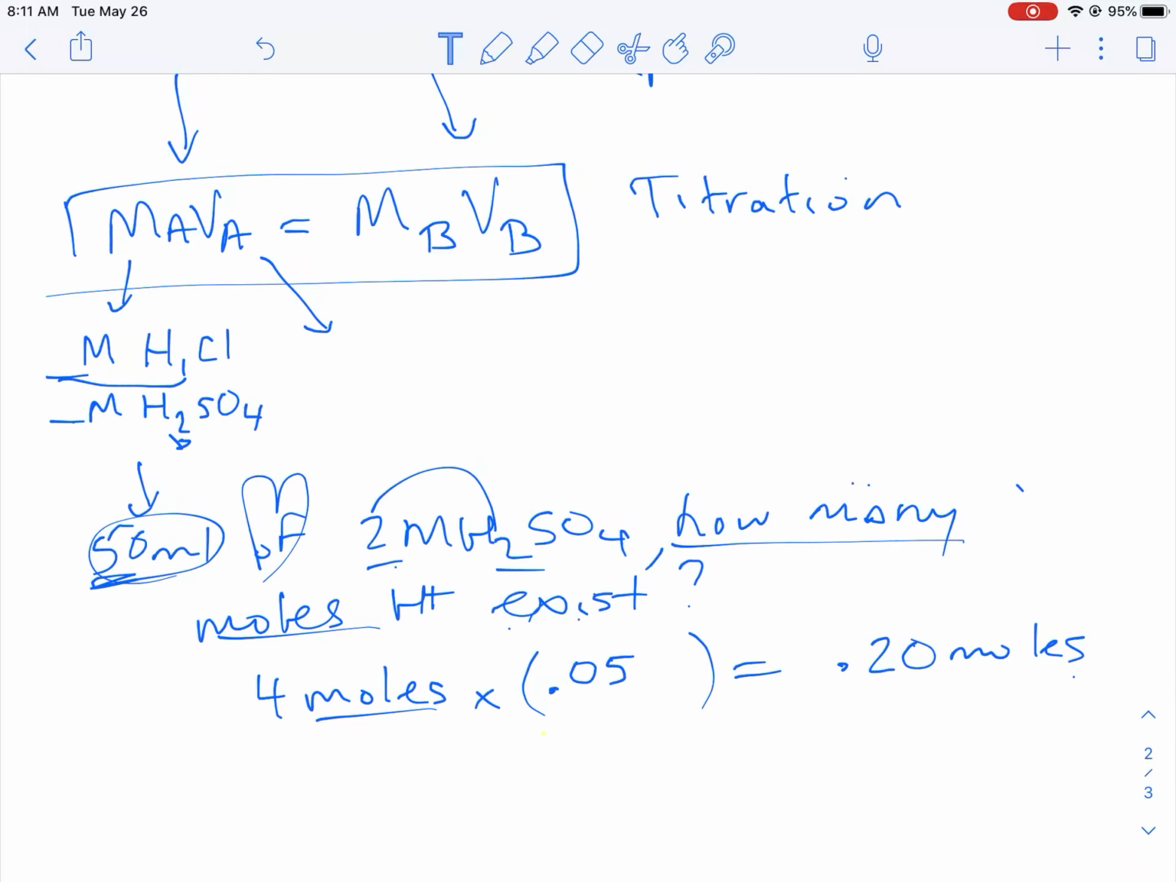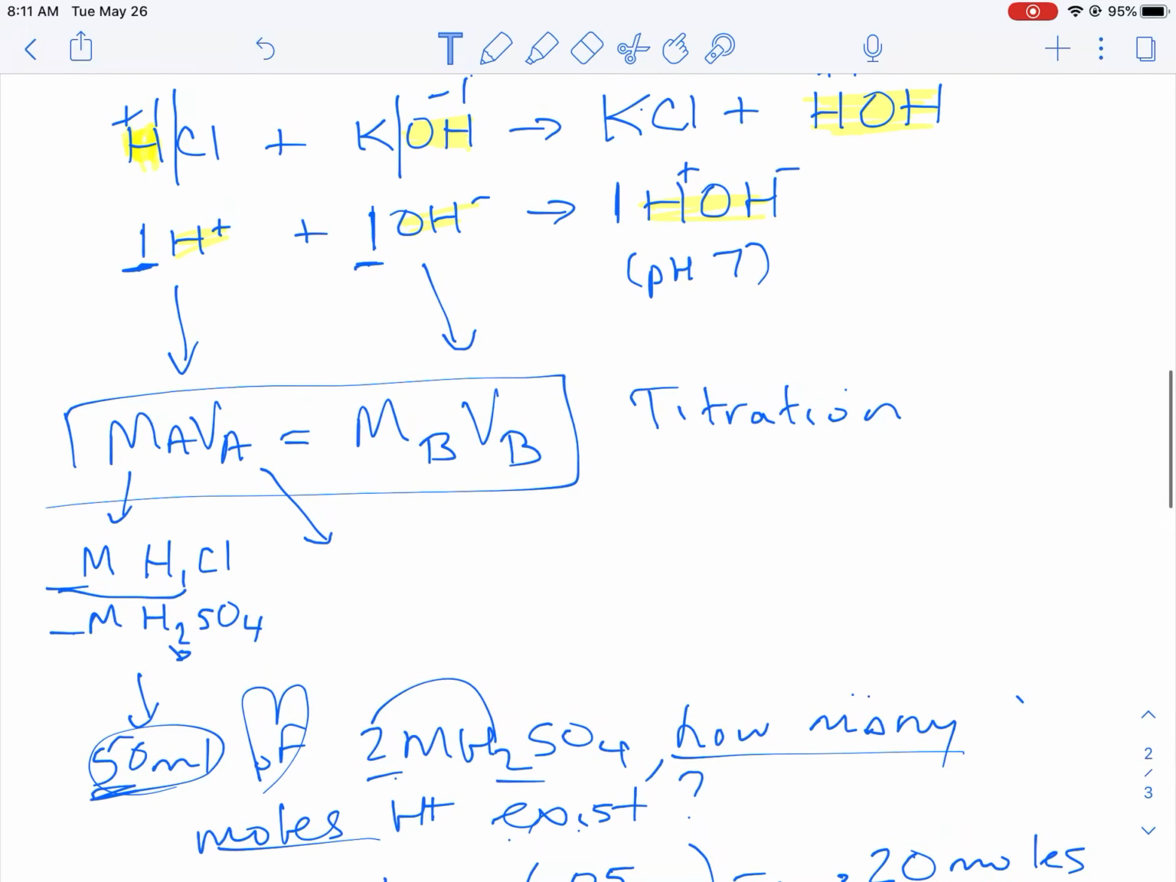Generally speaking, most of the time people will ask you for a titration where they'll give you acid and base information. That's where you have to plug in all the numbers.